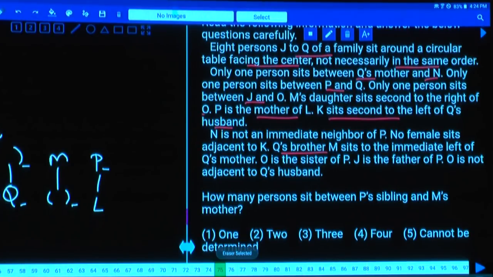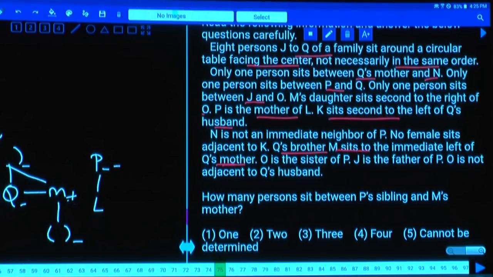Q's brother M sits to the immediate left of Q's mother. Immediate left of Q's mother, isn't it? And 1, 2, 3, 4, 5 persons were there. O is the sister of P. J is the father of P. O is not adjacent to Q's husband.